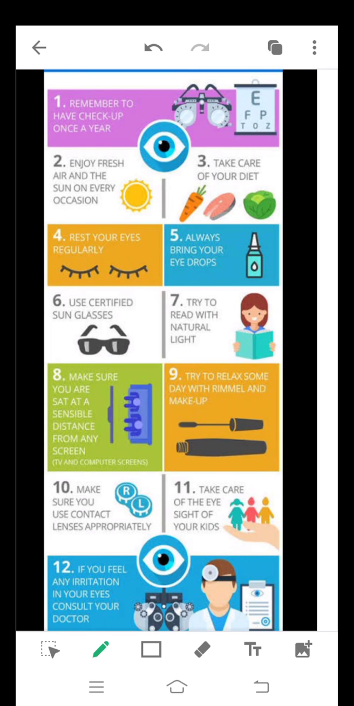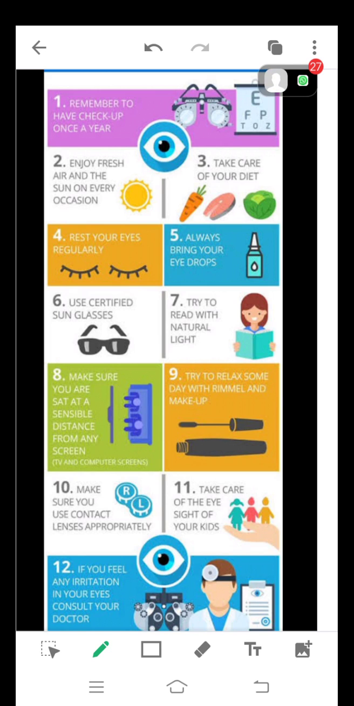Then if in case any dust particle enters your eye, do not rub your eye immediately. Wash your eyes with water, and if irritation continues, then you must consult a doctor. Okay. Then do not expose your eyes to very bright light. Do not look at sun directly.